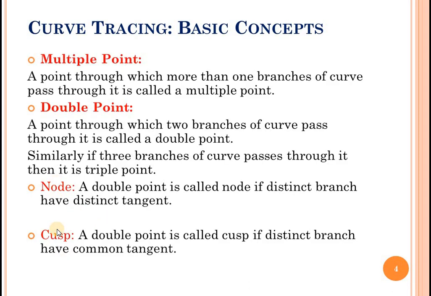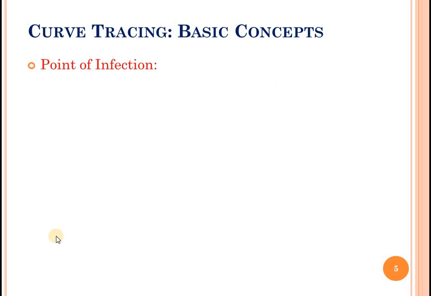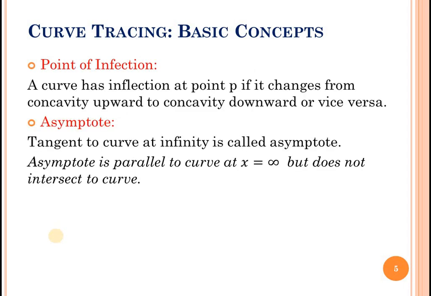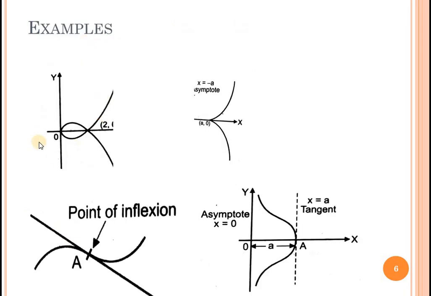So just recall what we saw: double point, node, cusp, then point of inflection, asymptote. So this is a node. Node means two different branches having different tangents. Cusp means different branches having a common tangent. Point of inflection means the curve changes concavity, upward and downward, at this point. And asymptote is the tangent to the curve at infinity.